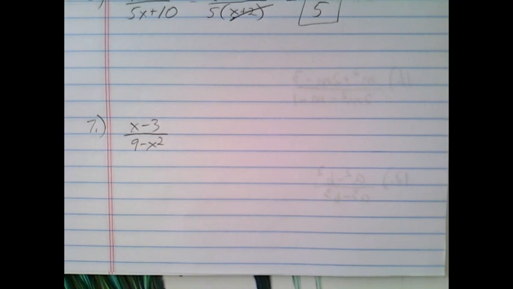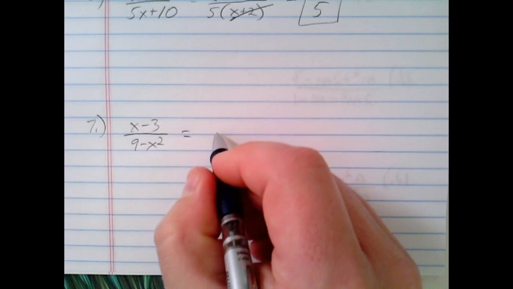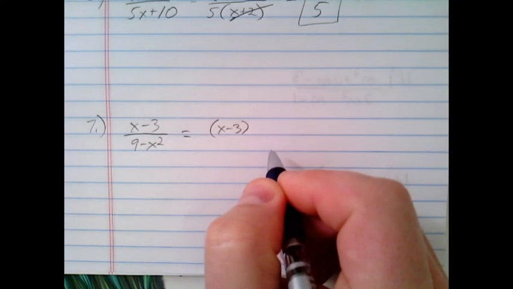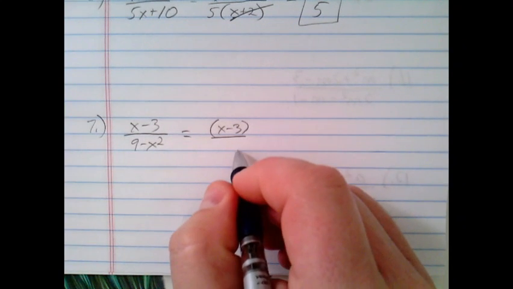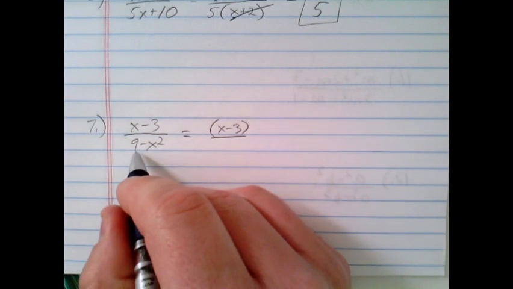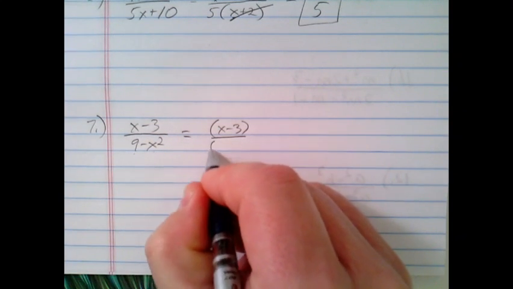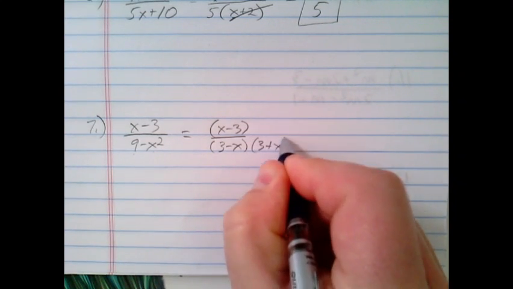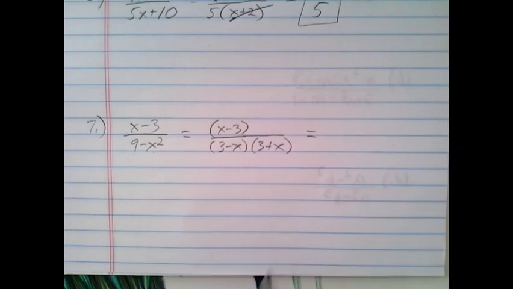We'll do something similar in number 7. Again, the numerator doesn't really factor, so I'll write that as x - 3. In the denominator, I have a difference of squares, 3 squared minus x squared, so I can factor that as (3 - x)(3 + x). Now, as everything's written, there's not really anything to cancel.